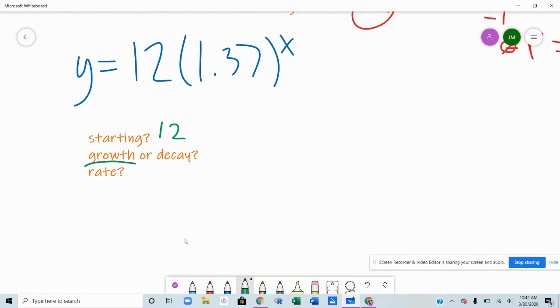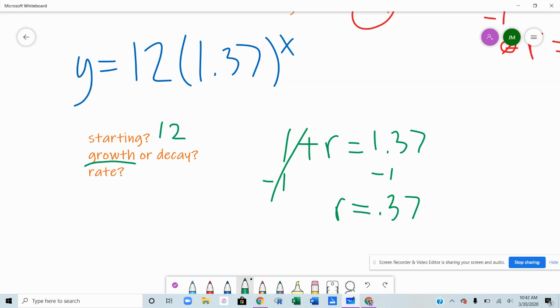so it's either 1 plus r equals the number inside this, or 1 minus r is equal to this. Because we are growth, it's 1 plus the rate equals 1.37. You subtract your 1. That gives you your rate is equal to 0.37. So your rate is 37%.